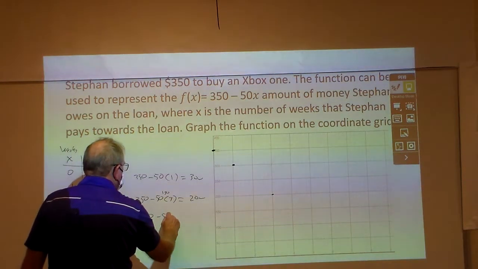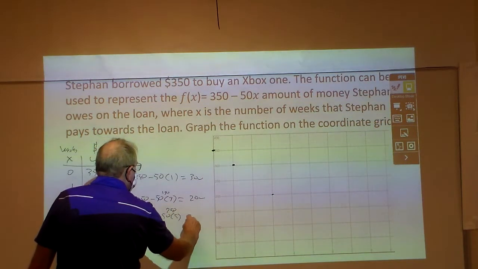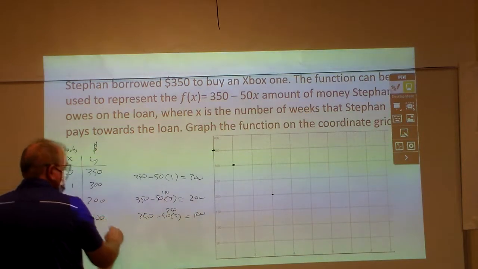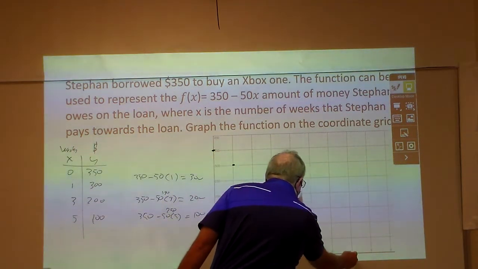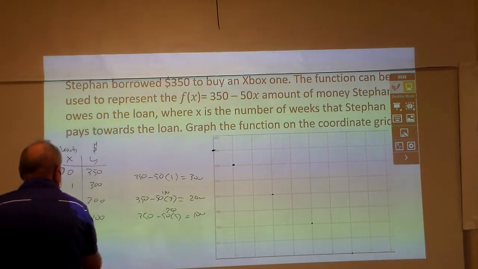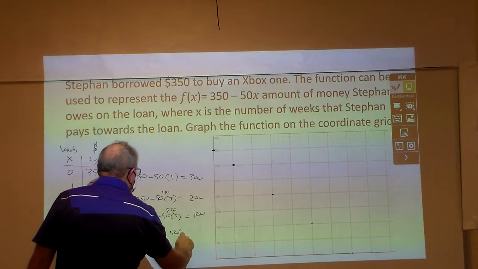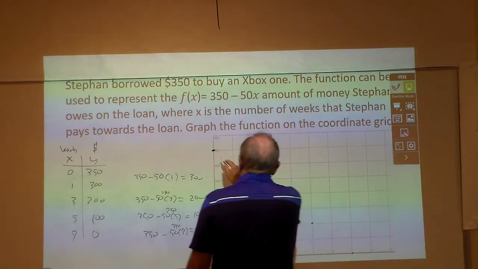Let's try maybe 5. 350 minus 50 times 5. Well, that's 250. 350 minus 250 would be 100. So after 5 weeks, he has $100. See how I'm doing this here? I have a feeling that my answer is going to be 7, because if I take 350 minus 50 times 7, that's 350, which does give me back to 0. So my graph would look something like this here.